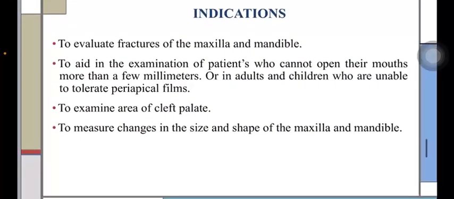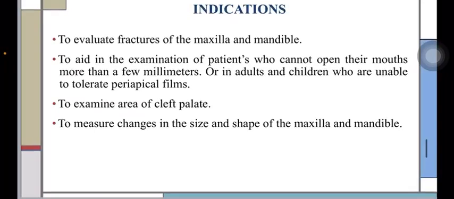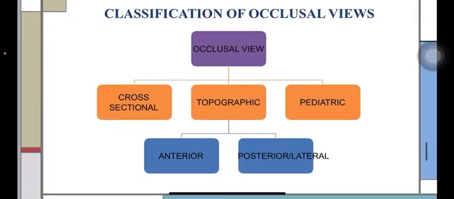To evaluate fractures of the maxilla or mandible, to aid in the examination of patients who cannot open their mouth more than a few millimeters, or adults or children who are unable to tolerate the periapical film, to examine the cleft palate, and lastly to examine the change in size and shape of the maxilla and mandible. Classification of occlusal views are cross-sectional, topographic and pediatric.